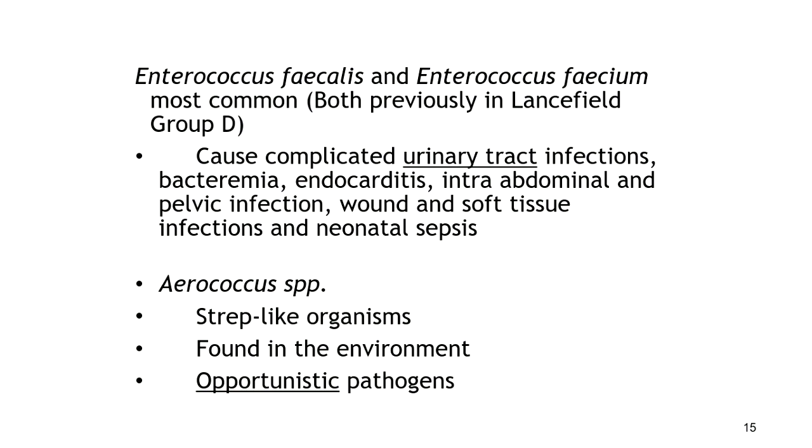Aerococcus species. Again, genus is capitalized, italicized, and species in this case: many different species might be here, so it's just spp, in small case. These are strep-like organisms. They're found in the environment, and they're opportunistic.